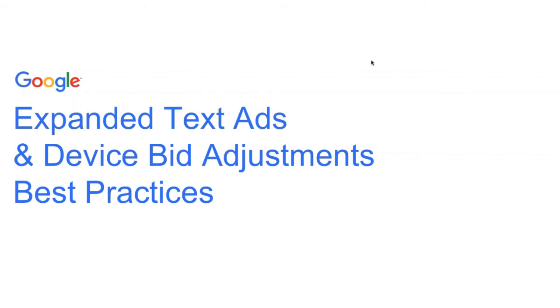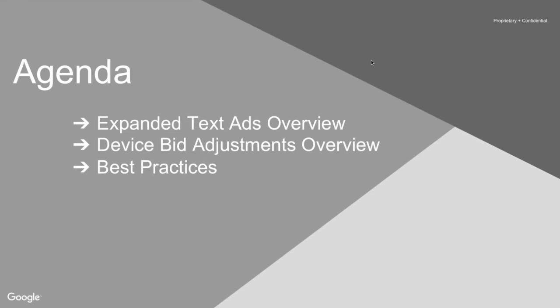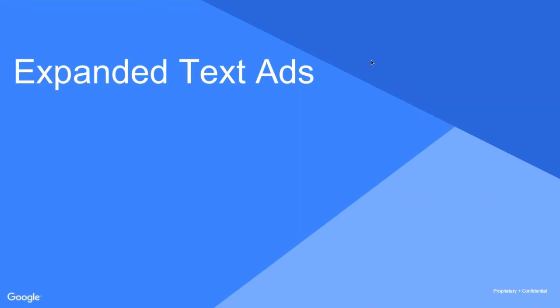All right, thanks, Cody. A lot of these changes we're going to be talking about today are changes we announced earlier this year at the Google Performance Summit. Now that they're out in the wild, we're excited to give you an overview as well as some guidance on how to best leverage them. The agenda for my session is an overview of expanded text ads, as well as device bid adjustments, and then lastly, best practices for both. Now let's get into it.